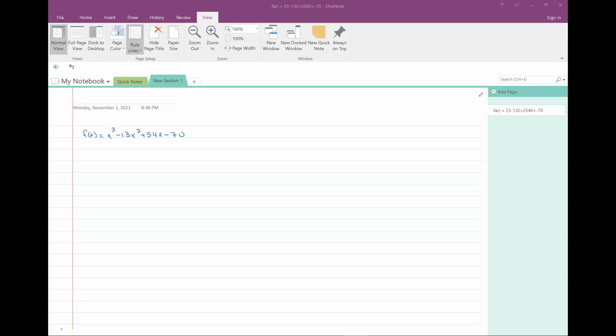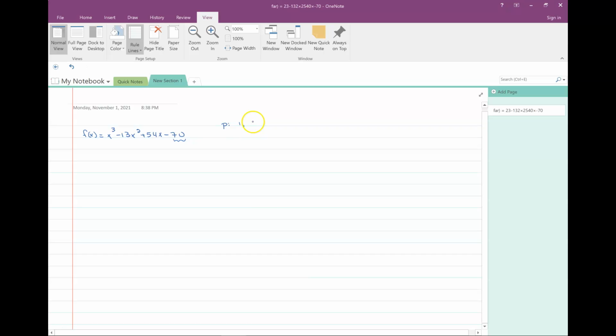Okay, so this one you have to do using synthetic division. So first what you have to do is this. You get this number, okay, that's 70. That number gives you your p-values, but you have to find the factors of 70. Okay, so what are the factors of 70?